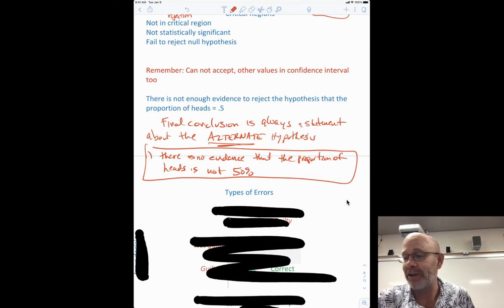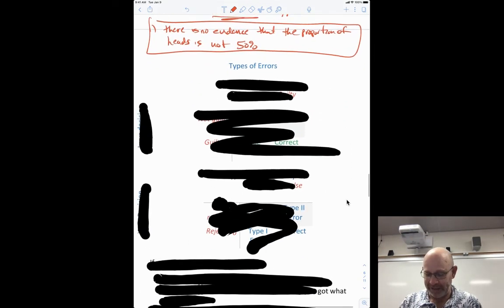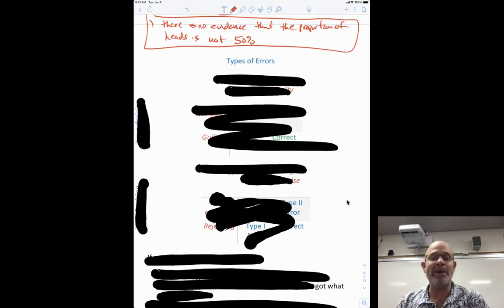There's a couple other things here. Thing number one is types of error. We might make a mistake, right? We don't know. The problem is we're never going to know. On the coin-flipping problem, of course we know. But in the real world, we're not going to know the population proportion. So we don't know. We could make an error. So there are two types of errors.